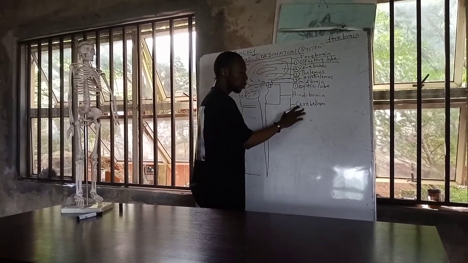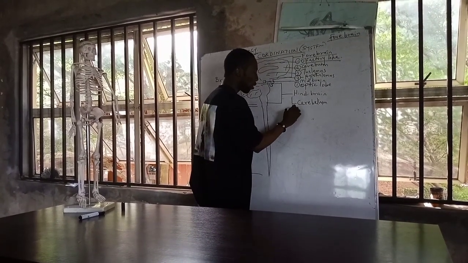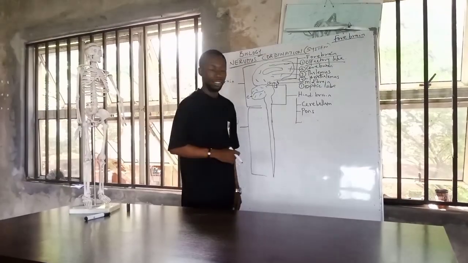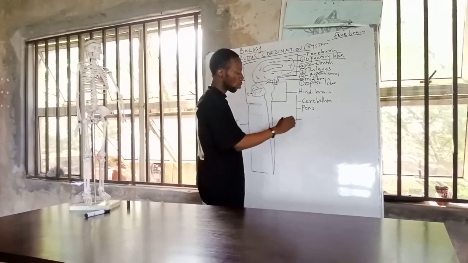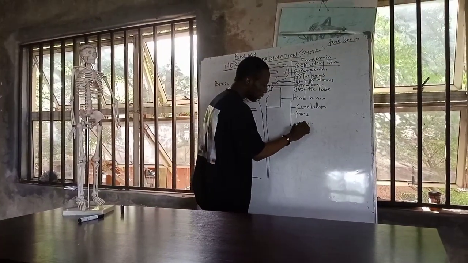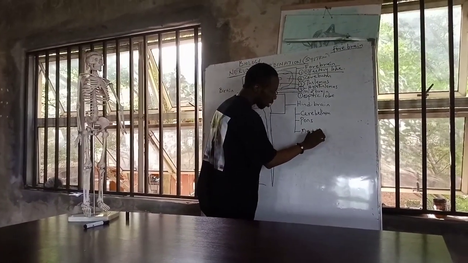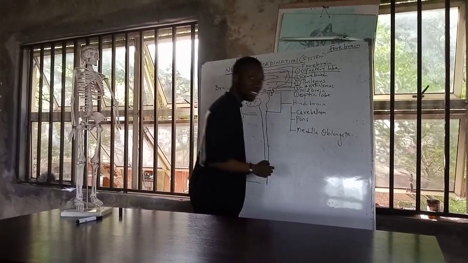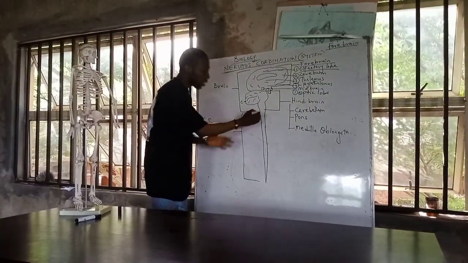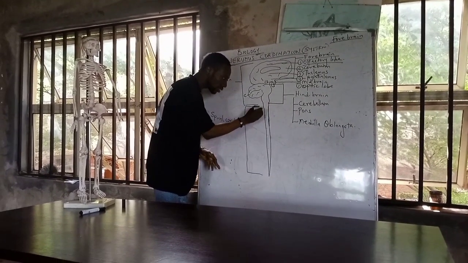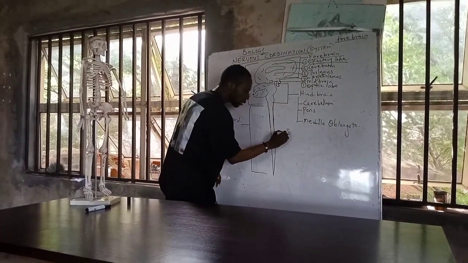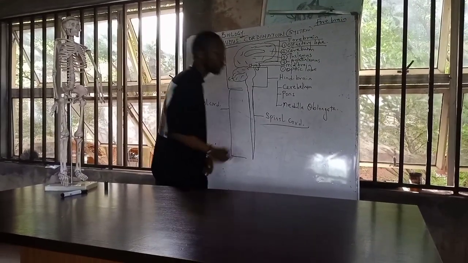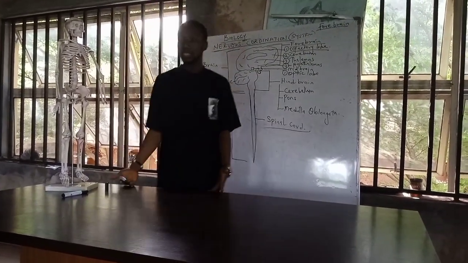Then after the cerebellum here in the hindbrain, we have the pons varolii, as seen in some of our textbooks. Then here is the medulla oblongata. The medulla oblongata here continues downward as the spinal cord. The spinal cord. That is it for now.